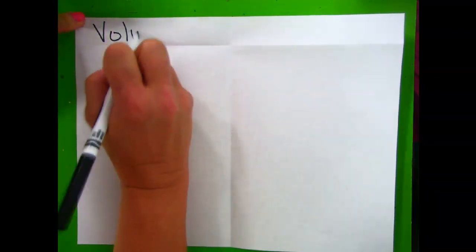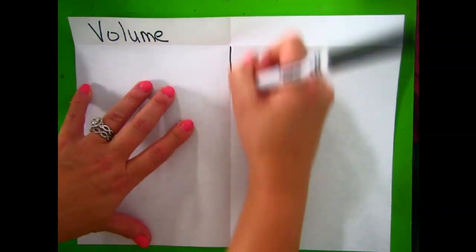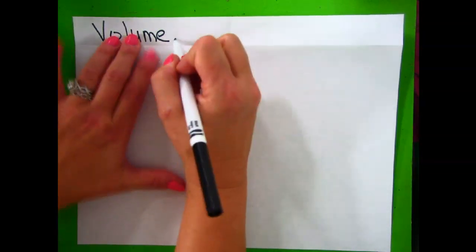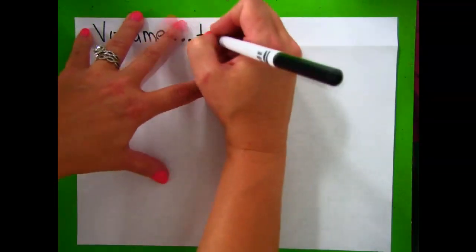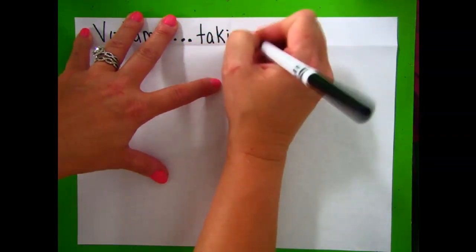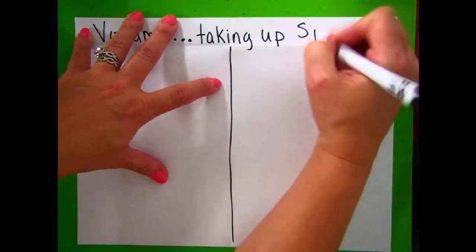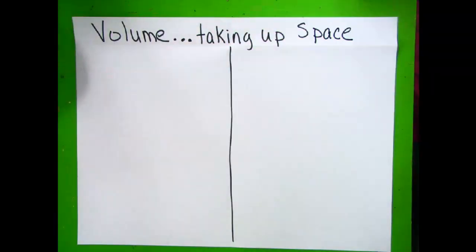All right, so I'm going to title it volume. And volume means taking up space. It's how much space something takes up. And we're going to talk about two methods. I'll give y'all just a second to write that down.